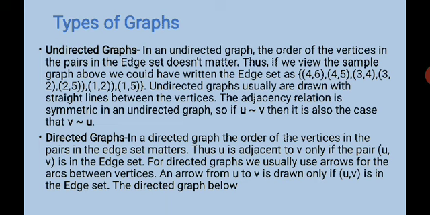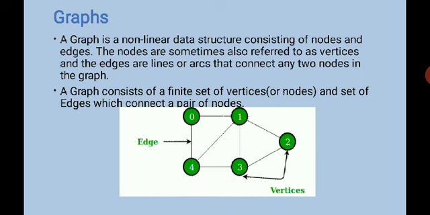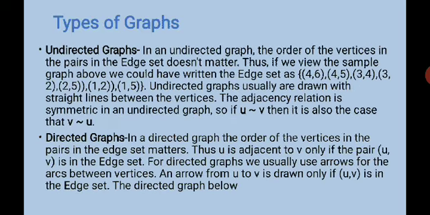Undirected graphs are usually drawn with straight lines between the vertices. The adjacency relation is symmetric in nature. So if u to v is the case, then v to u is also the case. See, if we look at this graph, 0 4 and 4 0 are the same. 0 1 and 1 0 mean the same in an undirected graph. There is no arrow in between. That is why it is undirected, right?